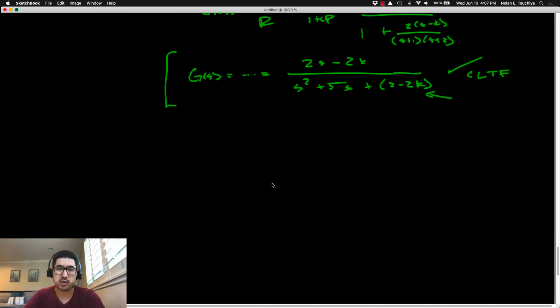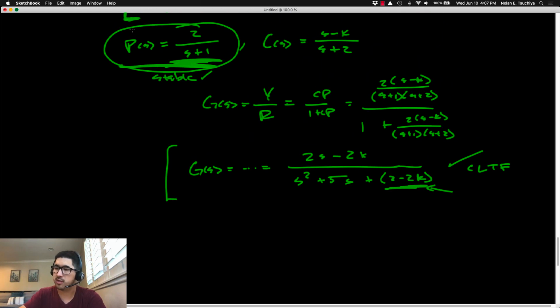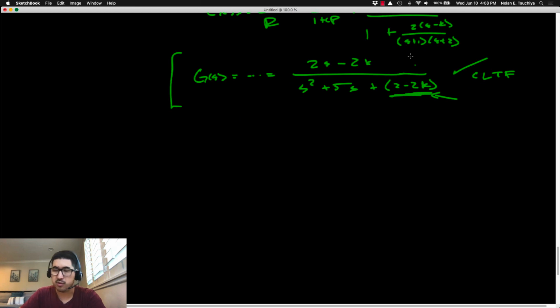I need to make sure I'm only going to apply k values that preserve the stability of that system, right? It would do me no good to say, oh, here's a stable plant, I want to use feedback control to improve the performance, but then I go ahead and destabilize it. That would be bad. Okay, but we know something about stability.